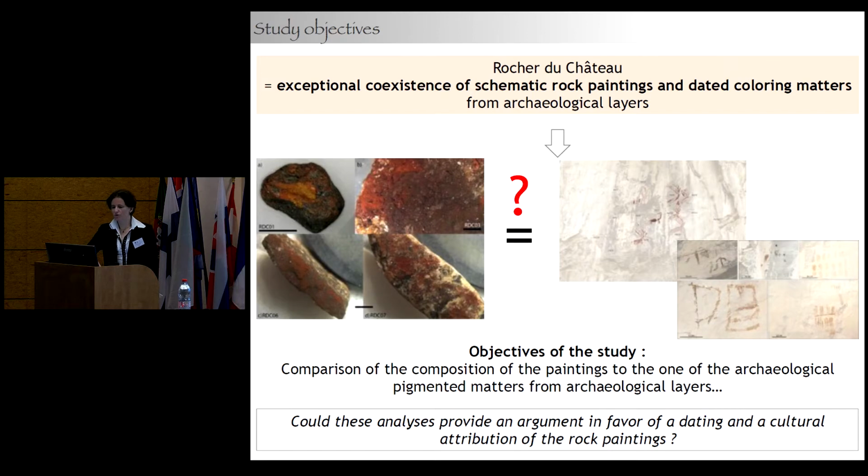The Rocher du Château is a particularly important and interesting site because of the exceptional coexistence of the schematic rock art and the dated coloring matter. We want to know if comparing the composition of the painting to the archaeological coloring matter from the archaeological layer could provide an argument in favor of the dating, and could also give information about the supply strategy and the preparation.